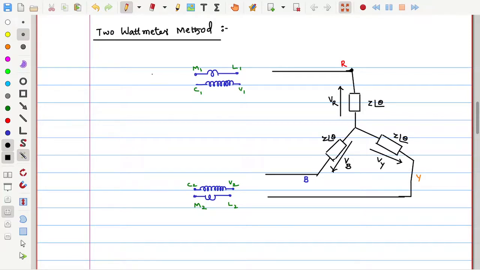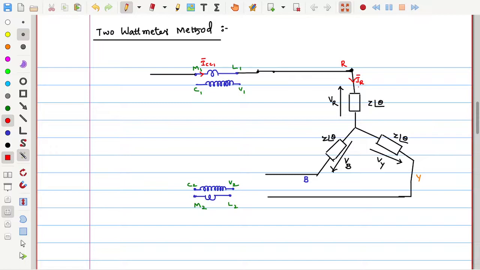What I'll do is connect the current coils of these wattmeters in series with these two phases. See how I connected M1 L1 in series with the R phase load. So if I know the R phase load current IR, then I can say the corresponding current coil current ICC1 is equal to IR. That means this current coil is measuring the load current in the R phase.